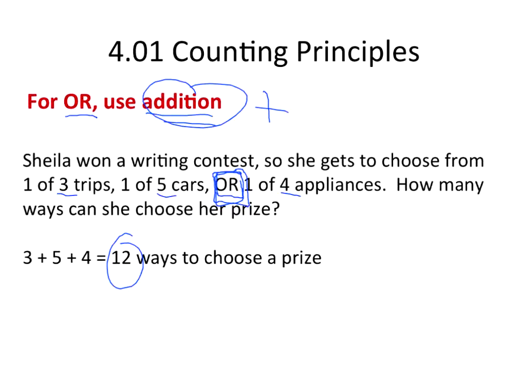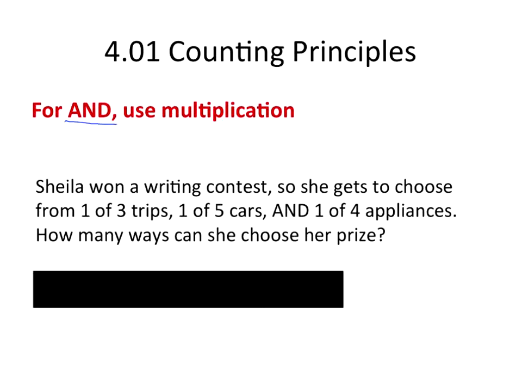Okay, example 2 says, if I see the word and, we're going to multiply. Circle those 2. If I see the word and, I am going to multiply my options together. We like and better. And means more things, right? Sheila won a writing contest, so she gets to choose 1 of 3 trips, 1 of 5 cars, and 1 of 4 appliances. See how she gets to pick 1 from each group, right? 1 of these, 1 of these, 1 of these. So how many different options does she have to choose from? How many combinations does she have?